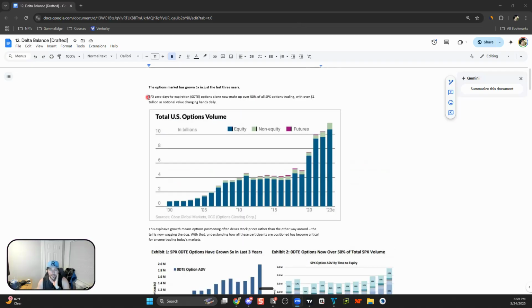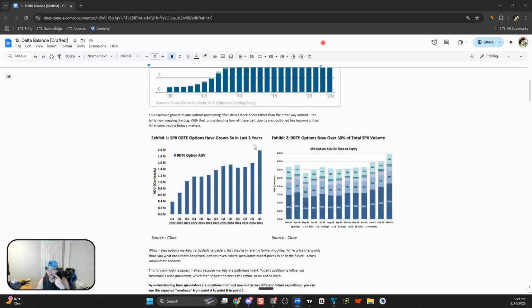Now, most specifically, SPX 0DTE options alone make up 50% of all SPX options trading, with over 1 trillion of notional value changing hands daily. And then again, I know this chart's a little small, but that's exactly what this is showing here. This is just a composition of SPX volume and more specifically the tenor, that being 0DTE and others.